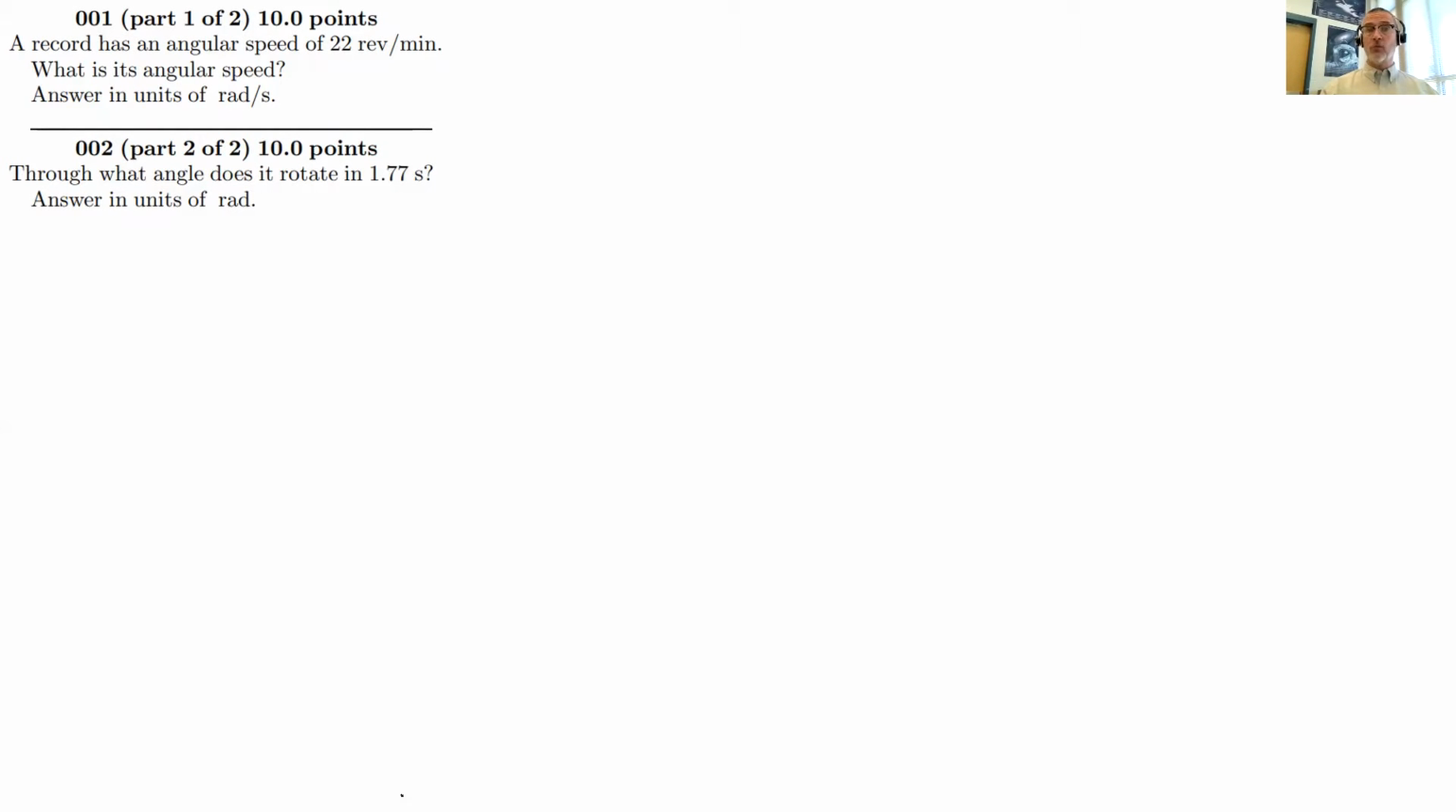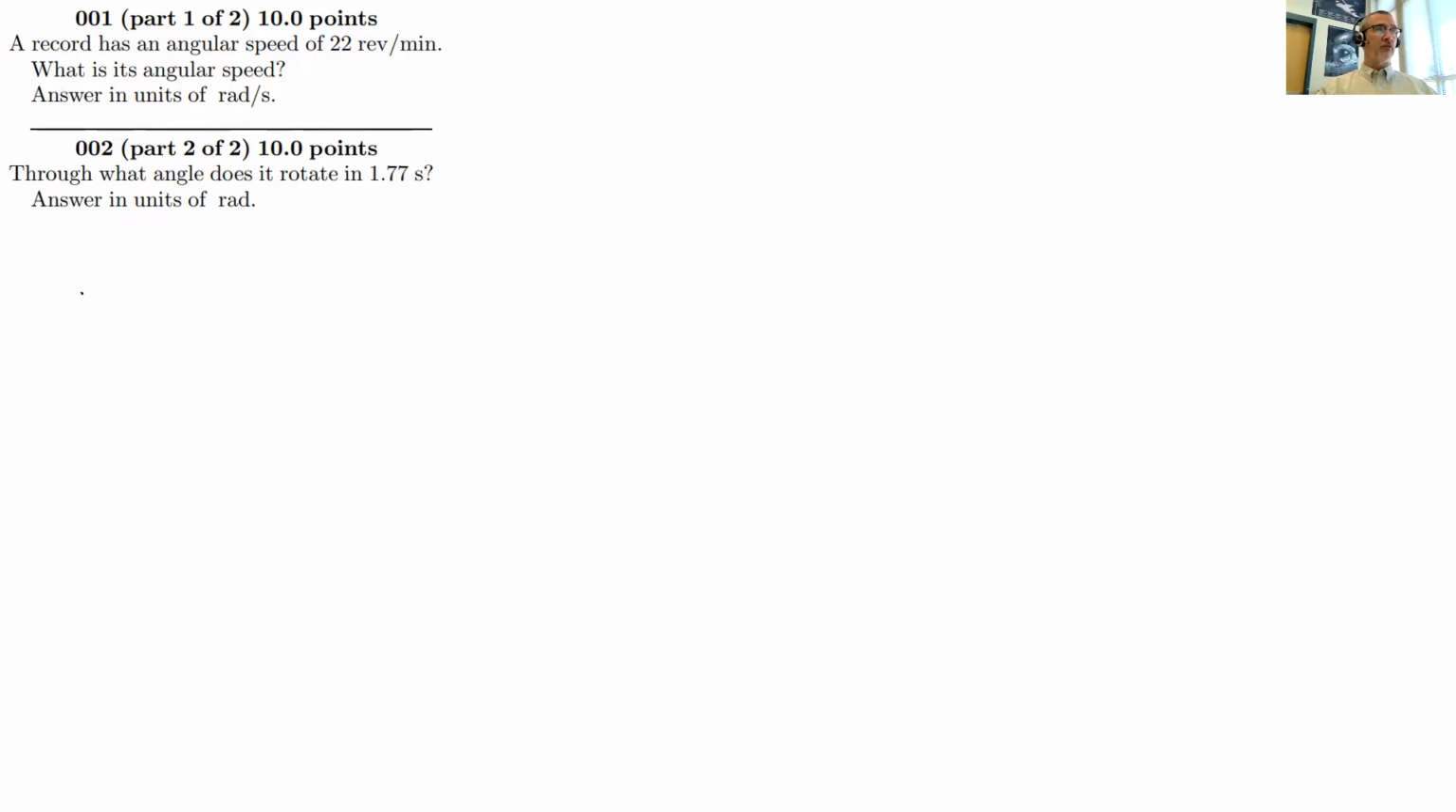This is AP Physics homework number 25 about rotational kinematics. And this first problem says a record has an angular speed of 22 revolutions per minute. What is its angular speed in radians per second? So this is going to wind up being a conversion problem.